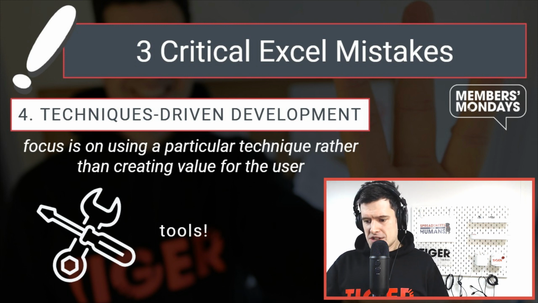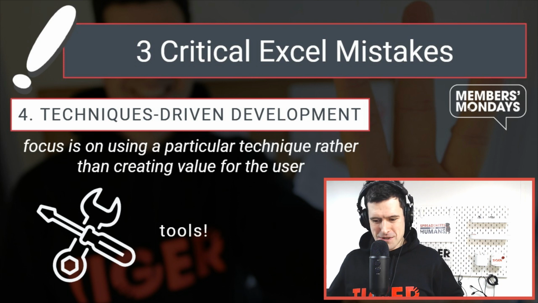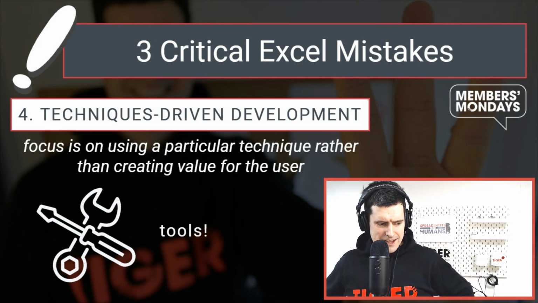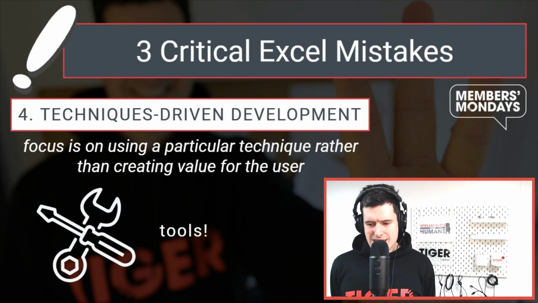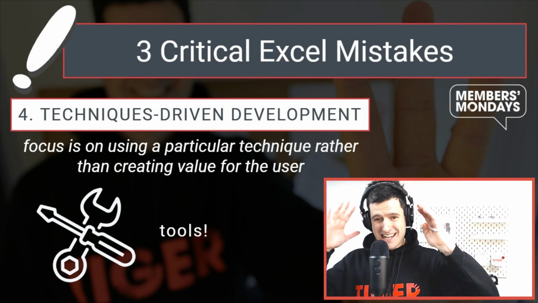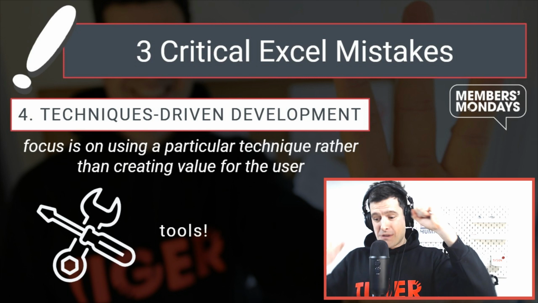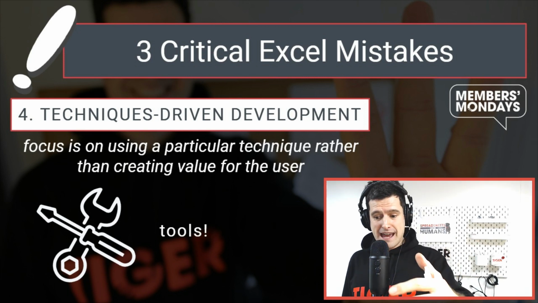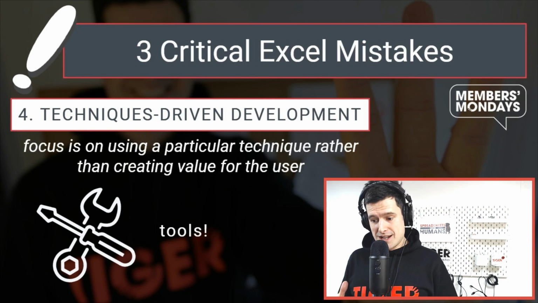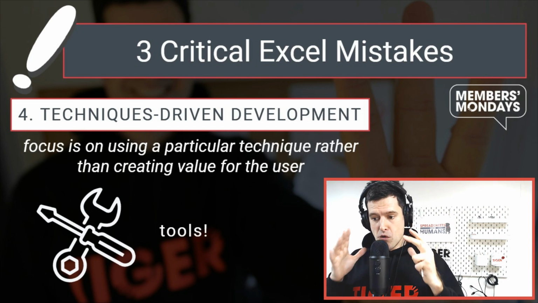Okay, let's get on to number 4. I did say 3 critical mistakes, but we've got a bonus. And this bonus, I think, is particularly pertinent and relevant to our audience here, because we have some Excel enthusiasts like me. Yeah, particularly we have people interested in VBA. We have people interested in user forms. We have people interested in pivot tables and the more advanced features.